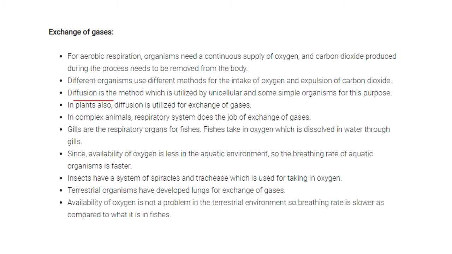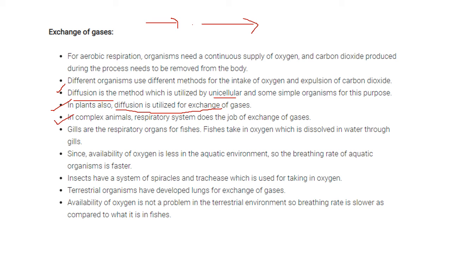diffusion occurs. Okay, diffusion is the method which is utilized by unicellular cells. Unicellular cells means single celled organisms. They mostly undergo the diffusion process. Okay, diffusion means when there is the movement of the materials from the higher concentration to the lower concentration, that is called the diffusion process. Even in plants also, by the process of diffusion, there is exchange of gases.